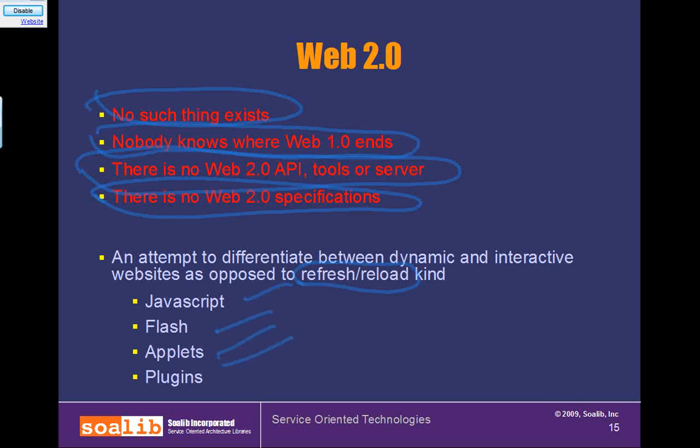So Web 2.0 is basically trying to come up with much friendlier and more application-oriented websites than traditional websites, which are more of a refresh-reload type. And most of the websites are becoming like that, more interactive. For example, Google Maps. People have used Google Maps now. It's more interactive.